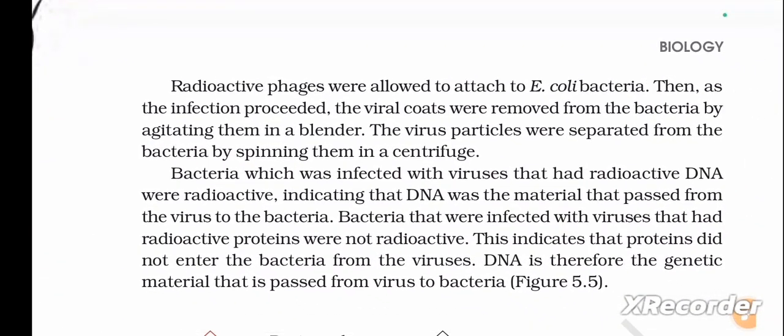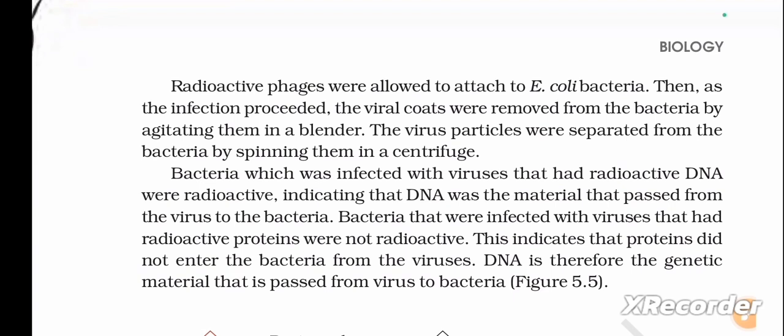Radioactive phages were allowed to attach to E. coli bacteria. Then, as the infection proceeded, the viral coats were removed from the bacteria by agitating them in a blender. The virus particles were separated from the bacteria by spinning them in a centrifuge. Bacteria infected with virus that had radioactive DNA were radioactive, indicating that DNA was the material that passed from the virus to the bacteria.